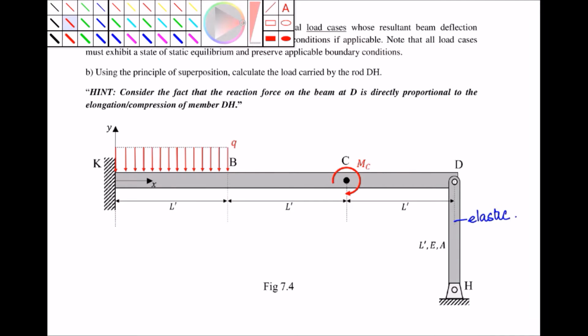In this problem, we are given a beam that is fixed to a wall at K and is propped up by an elastic rod on the right hand side. Using the principle of superposition, we are asked to determine the load carried by the member TH.